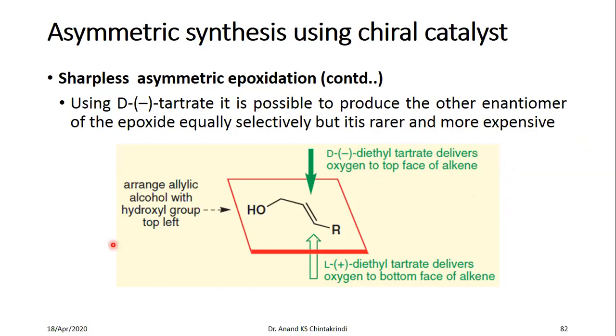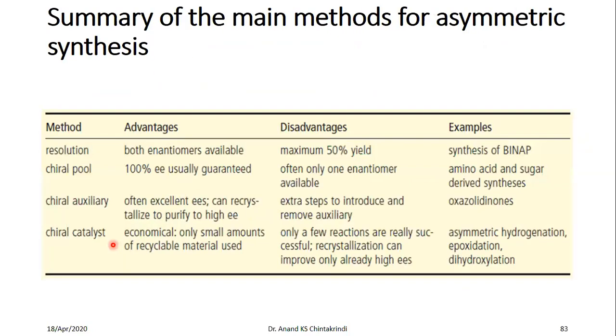So this completes your chapter on asymmetric synthesis. Just a summary of the main methods for asymmetric synthesis. The first method is resolution. We have seen both enantiomers are available. That is the major advantage, that in one go we are getting both enantiomers, that is the R and S enantiomer. However, the maximum yield for a single enantiomer will be 50%. The example is the synthesis of BINAP in this case.